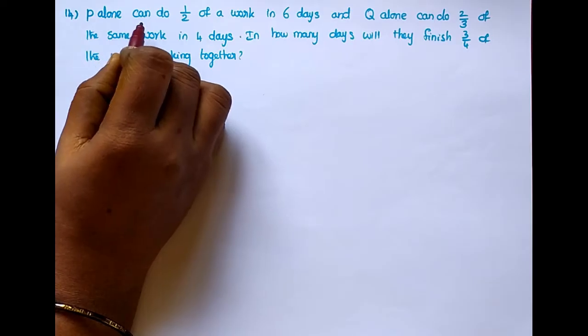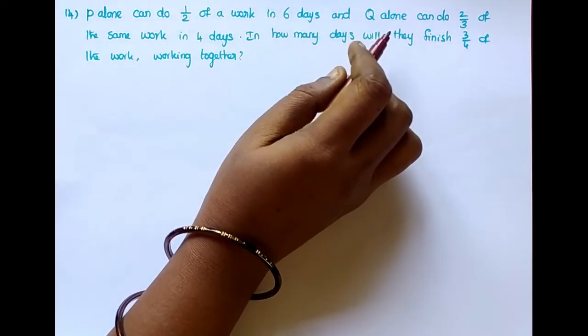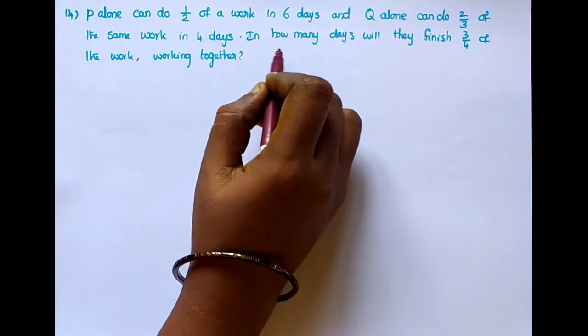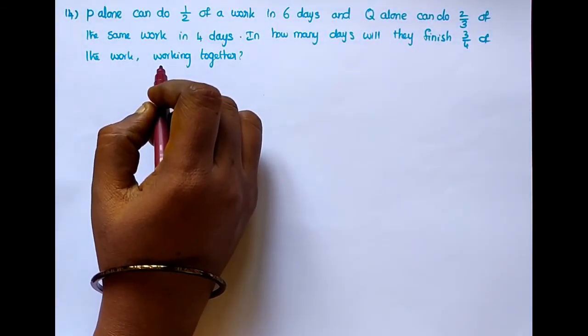14th sum. P alone can do half of a work in 6 days and Q alone can do 2/3 of the same work in 4 days. In how many days will they finish 3/4 of the work working together?